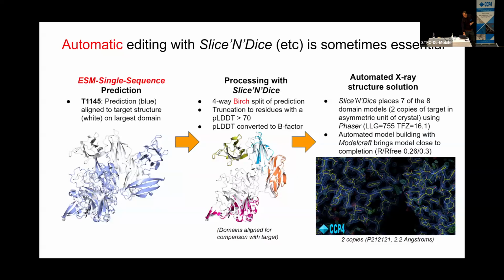I've picked out the fact that we use the Birch algorithm to split the domains apart. You're probably familiar with the idea of using the PAE from AlphaFold to do that. That's fine, that works very well. But some of these methods don't give you a PAE, or sometimes the PAE is not so easily accessible. So you need a more general structure-based method to partition the domains. We have a number of them built into Slice and Dice. The default is Birch, which seems to work quite well.